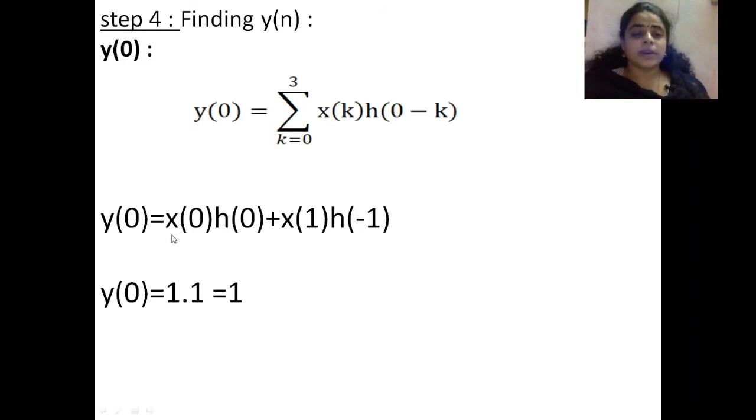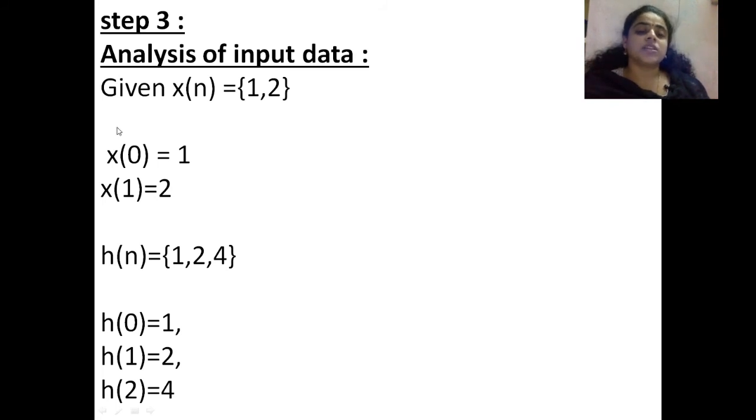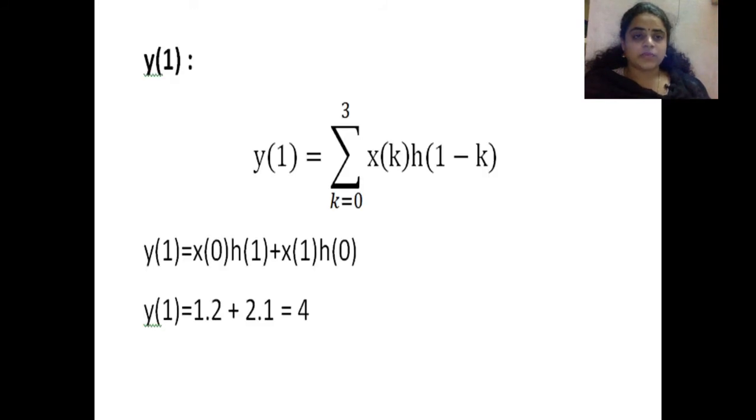So y of 0, by substituting those values x of 0 and h of 0, will be 1. From where did we get these values? From step 3: x of 0 is 1, h of 0 is 1. Next, y of 1: same, by substituting n equal to 1 here, we have to find the y of 1 value. Y of 1 equals x of 0 into h of 1 plus x of 1 into h of 0 plus x of 2 into h of minus 1, like that it will come.